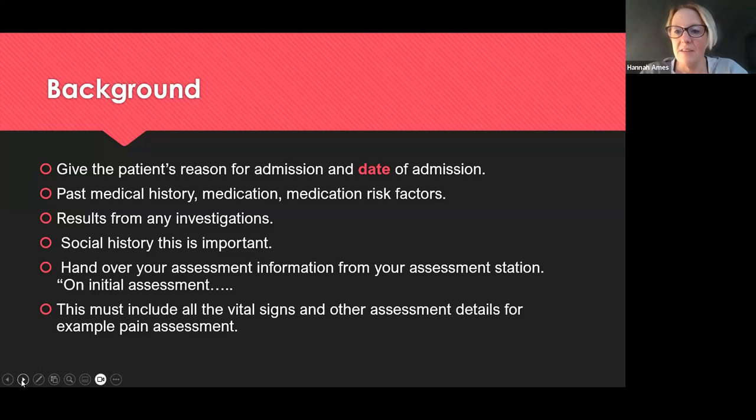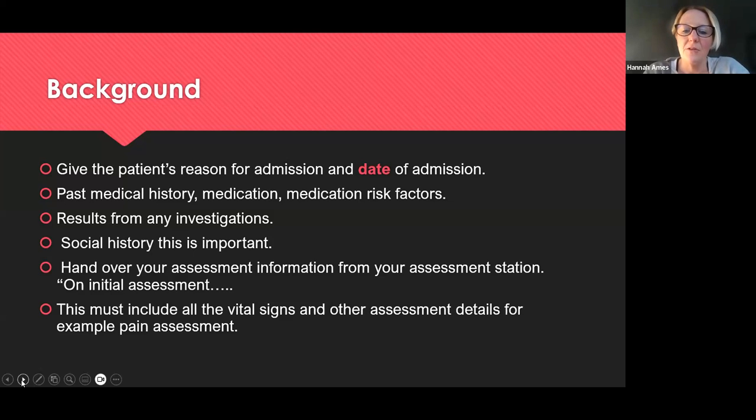Okay, you need to hand over any results of any investigations. So say if the patient had a CT scan or an X-ray or has been to theatre, you need to hand over that information. Now, you must hand over the social history. This is really important, okay? And maybe not something we might naturally do with our handover. Again, you'll get that social history from your assessment briefing. So it might be that they live alone, that they're recently bereaved, anything you get from that social history, that they're a smoker, a drinker, for example.